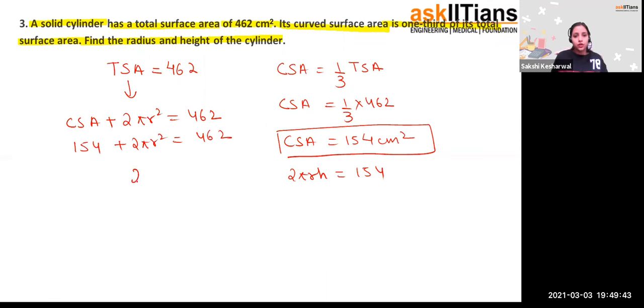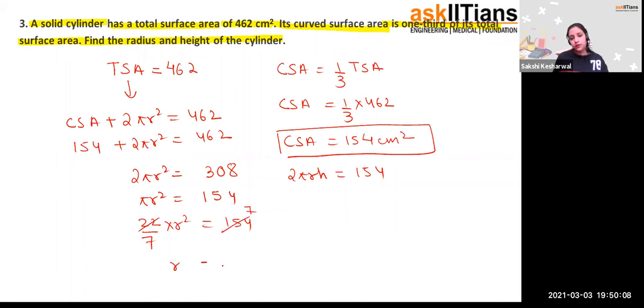So this is equal to what? 2 pi r square is equal to what? 12 minus 4 is what? 8. And it's 0. And it's 3. Right? So pi r square is equal to how much? 154, right? So this is equal to what? 22 by 7 into r square, which is equal to 154. So this and this is equal to 7. So r square is equal to what? 7 square. So r is equal to how much? 7. Now you can just find the value of the height.